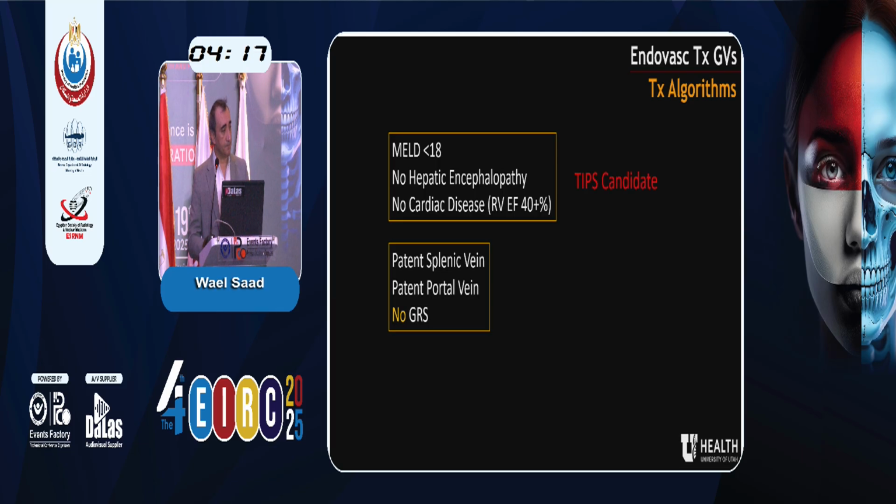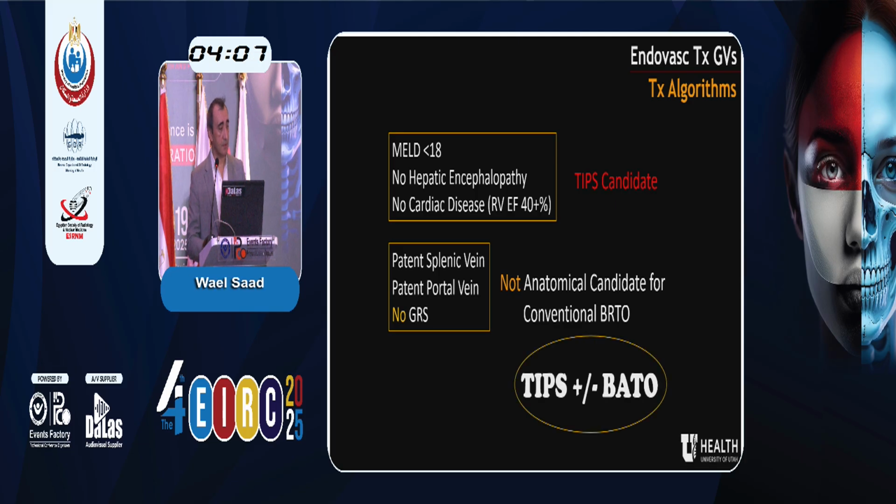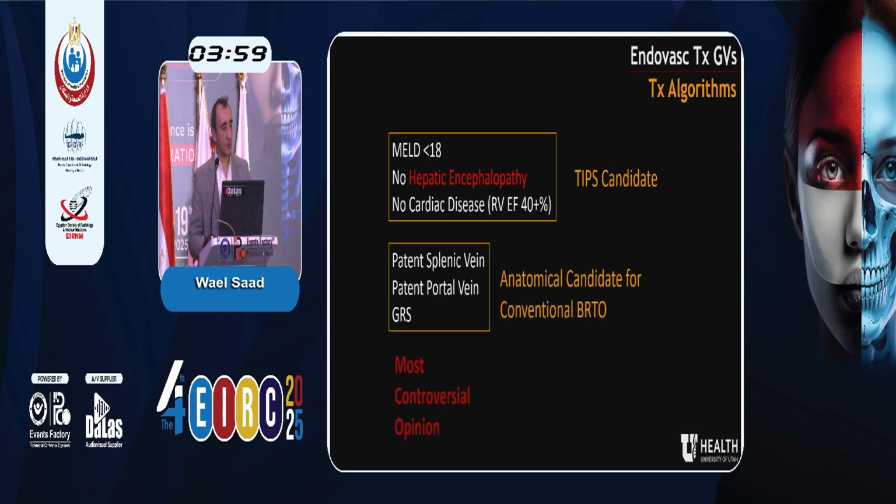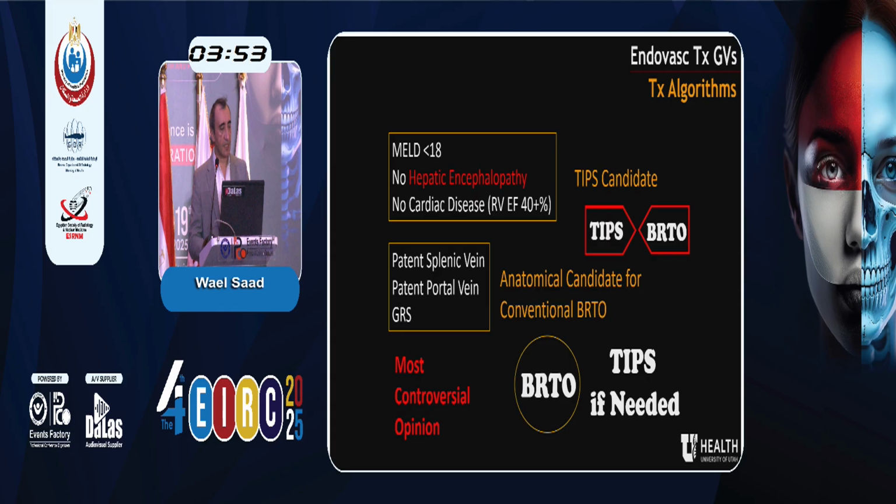Next case. It's a TIPS candidate, but doesn't have a good gastrorenal shunt. In that case, you do a TIPS and a BATO, an antegrade sclerosis, okay? Next scenario, it's a TIPS candidate and a candidate for BRTO, and this is kind of the controversial part. What are you going to do? Are you going to do the TIPS? Are you going to do a BRTO? And that's kind of controversial.